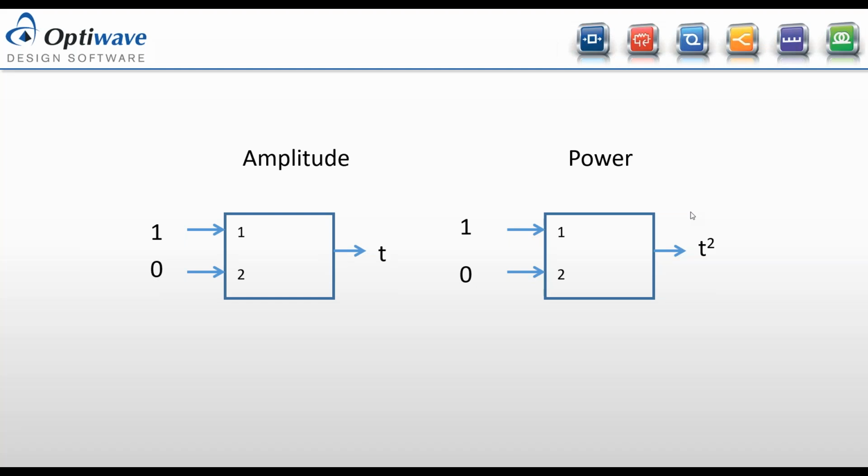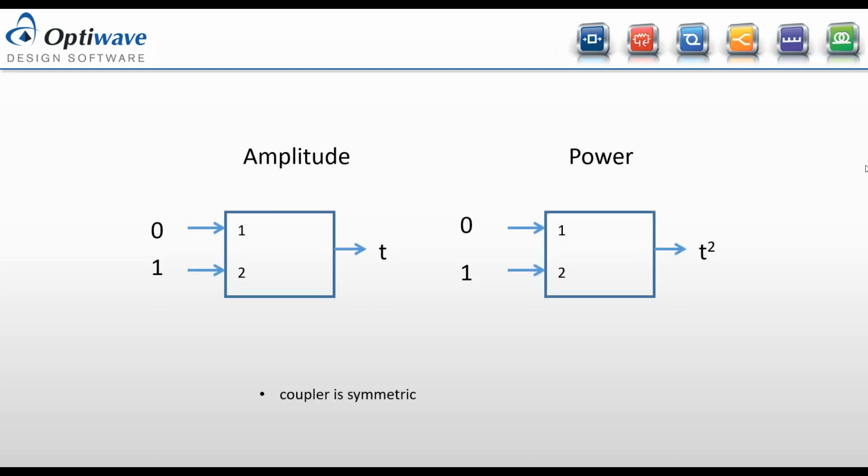And this was a symmetric coupler. So if I had arranged unit amplitude to go into port 1 and I got T out, I must get the same thing if I put unit amplitude in port 2 and nothing in port 1, like that. You have to get the same T. And of course, the power that comes out is the same T squared.